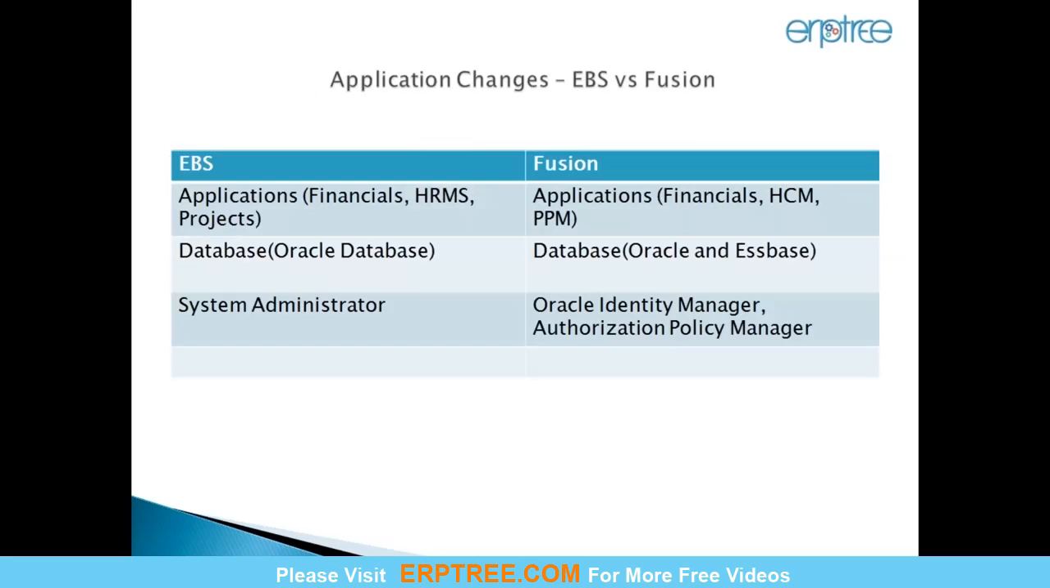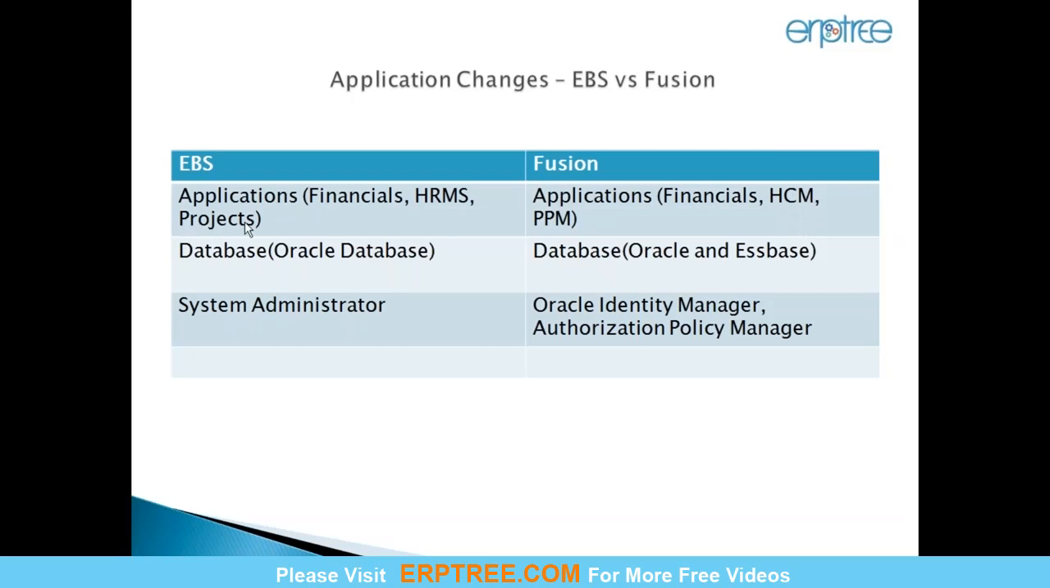And a few application related terminology changes I mentioned here. In EBS, when you talk about applications, financials, you can see it in Fusion also as financials only. Then what you see as HRMS in EBS, you can see as HCM. In EBS, HRMS was Oracle's own product. But in Fusion applications, it's not their own product, they acquired it. Now they are owning that PeopleSoft product and using it. The PeopleSoft HRMS is called HCM, Human Capital Management.